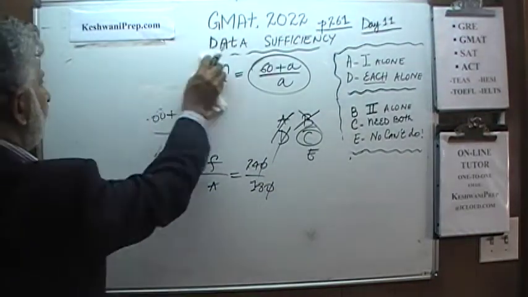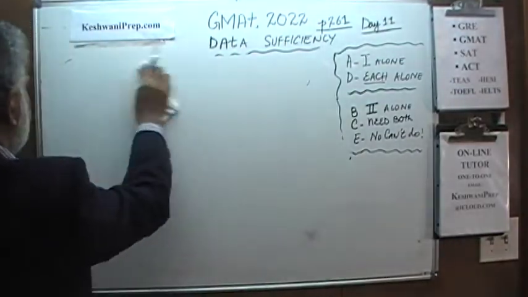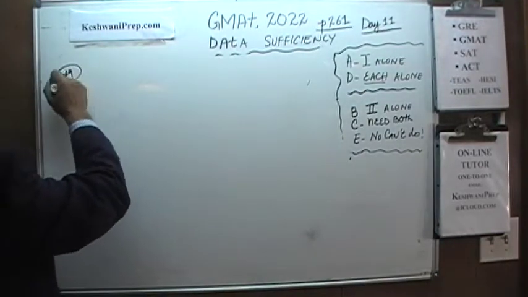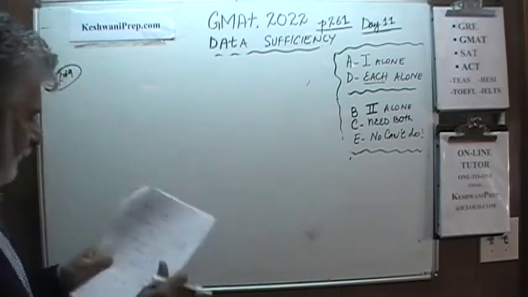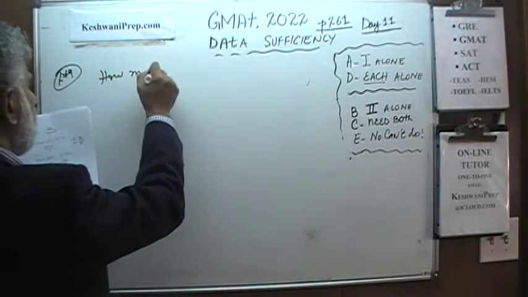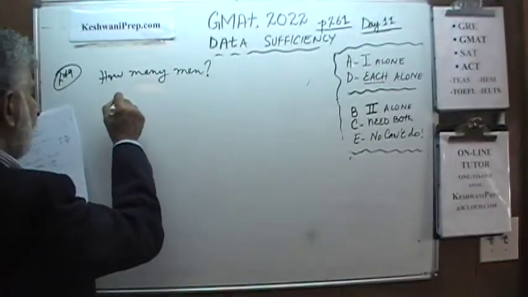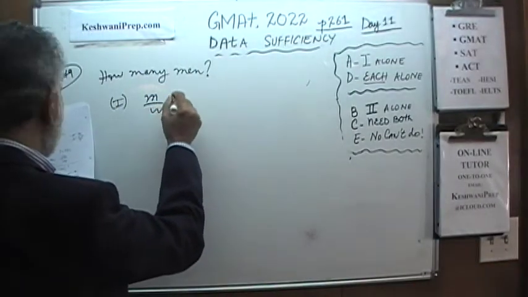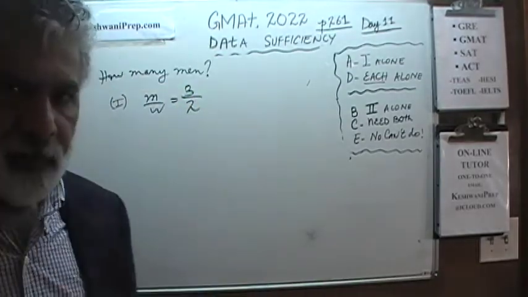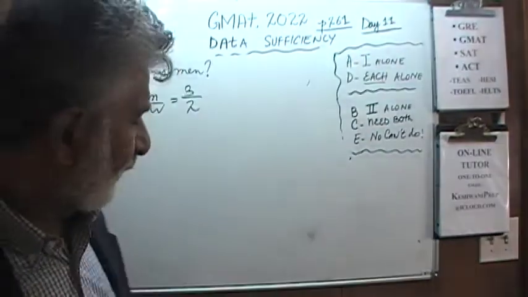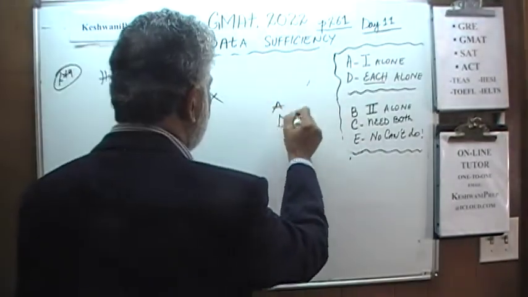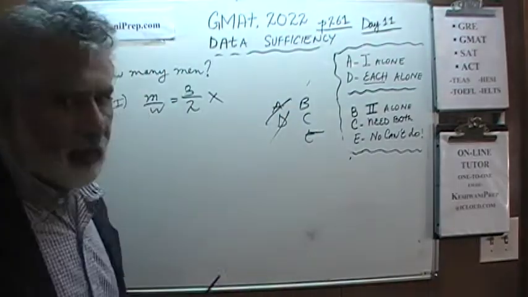Number 279. Number 279 is asking us how many men there are in this club. We have a certain club, and the question is how many men are in this club. The first statement tells us that the ratio of men to women is 3 to 2. Simply knowing the ratio of male to female does not tell us how many males there are. We cannot figure out how many men there are simply by knowing the ratio of men to women.